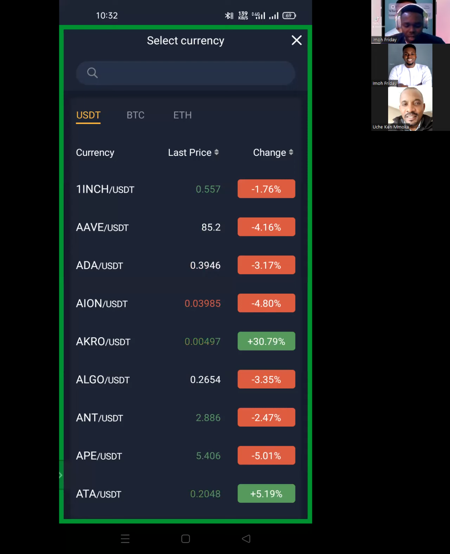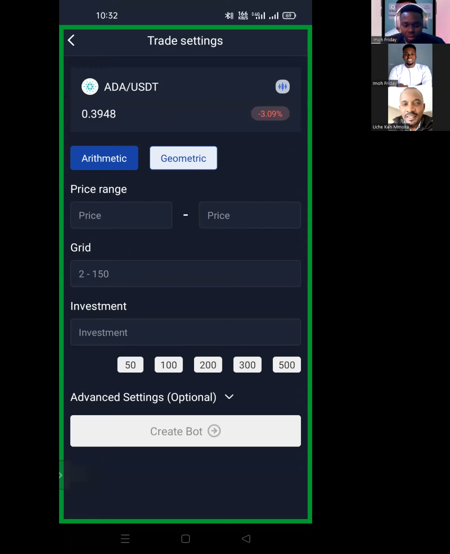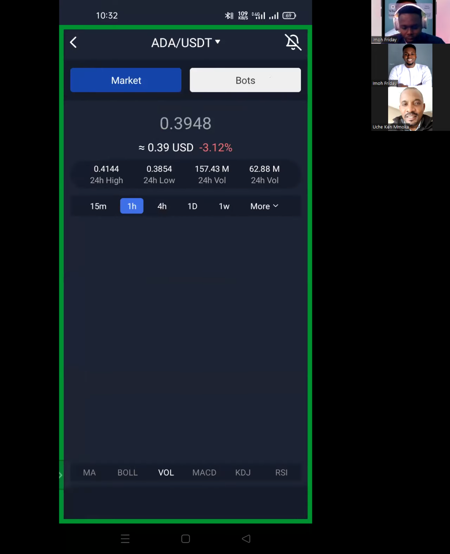So let's say I want to put in ADA. ADA is already down anyway. I want to put ADA, right? So let me just explain how that works. So I'm going to click on ADA, right? I'm going to click on this candle pattern at the top left corner of my screen to bring me the chart. All right. So yeah, there it is.